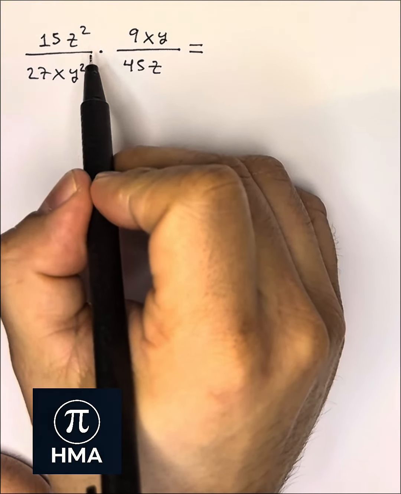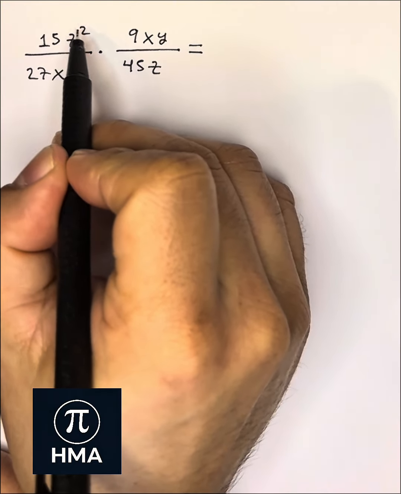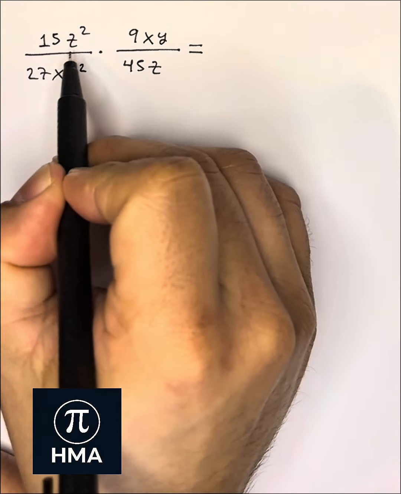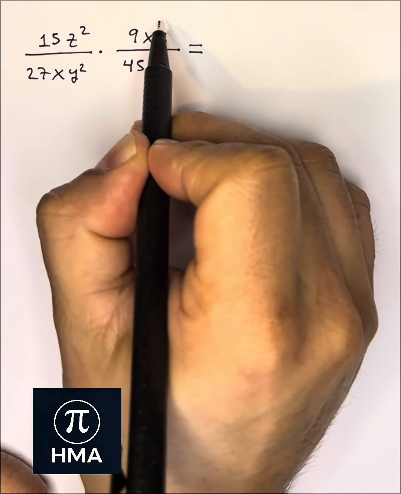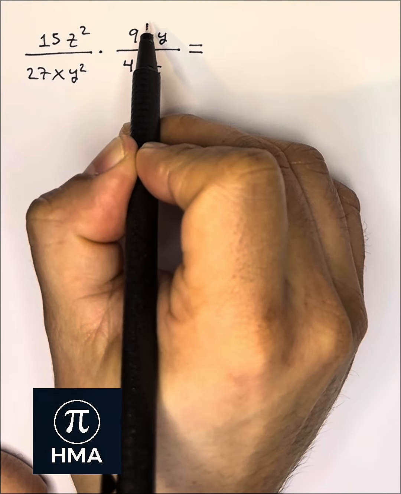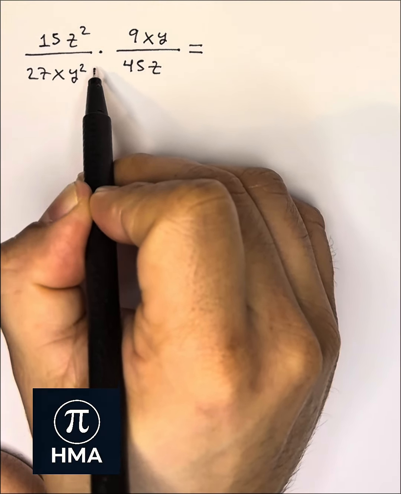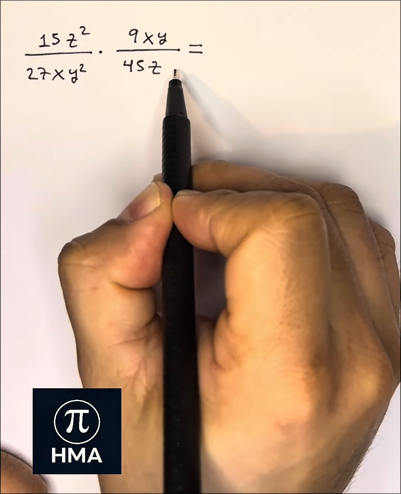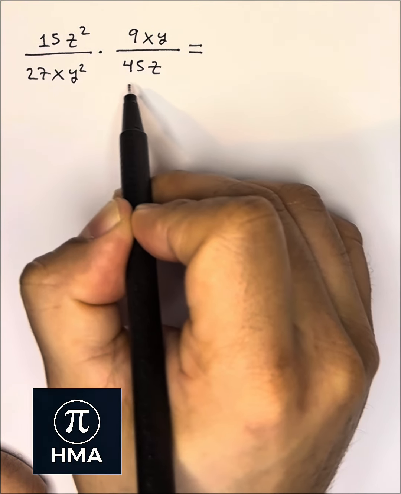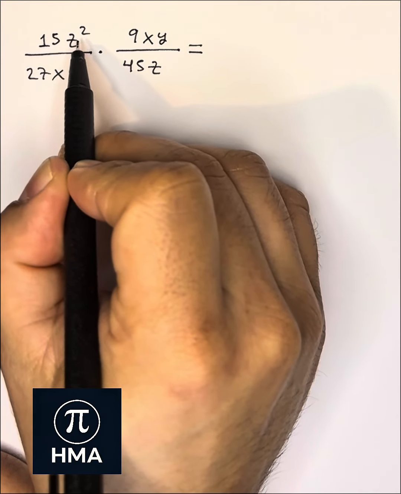You observe this is a multiplication of fractions, so this means that the numerator of the first fraction should be multiplied by the numerator of the second fraction, and the denominator of the first division should be multiplied by the denominator of the second division. So we will start with the numerators.